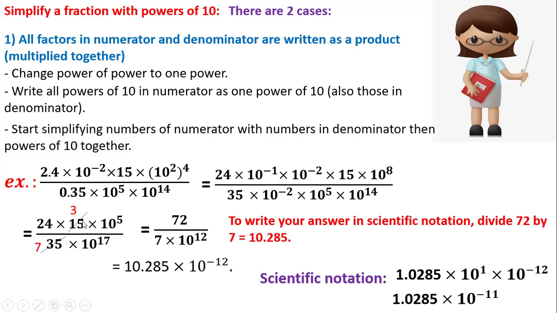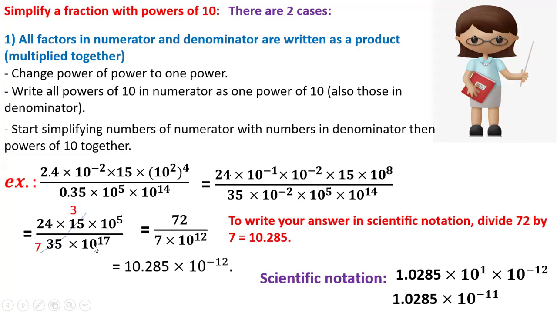Now I will start simplifying. First, I start with the numbers. I ask, is there a common factor between 24 and 35? No. Is there any common factor between 15 and 35? Yes. Both can be divided by 5. So 15 divided by 5 is 3, and 35 divided by 5 is 7. No more common factor between the numbers, so I multiply 24 times 3 is 72, and I write down 7.